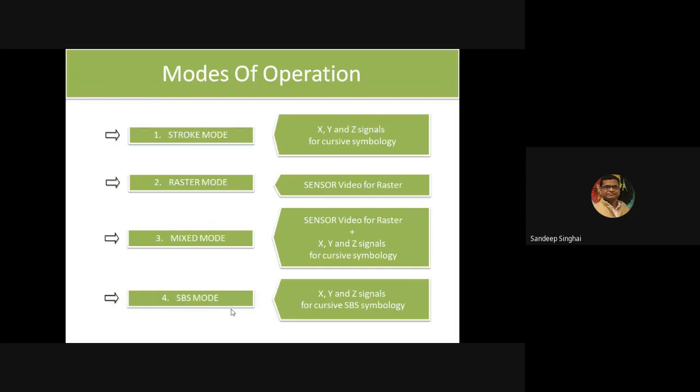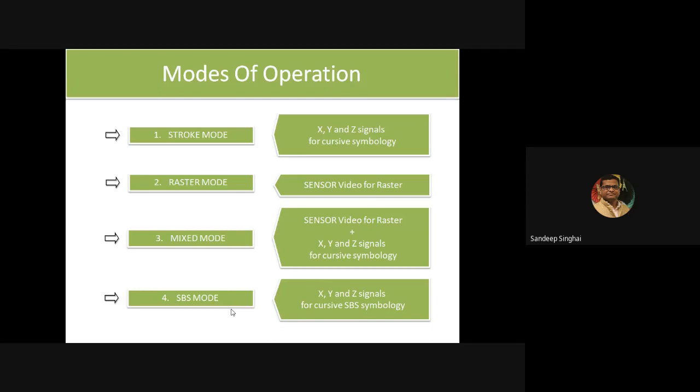These are the various modes of operation of the HUD. One is the stroke mode. It is a pure cursive mode wherein you just see the symbology which I have shown to you till now, superimposed on an outside world view. The second is a raster mode. Raster mode is basically for night flying, wherein during the night operations, the FLIR camera output is displayed on the HUD screen.